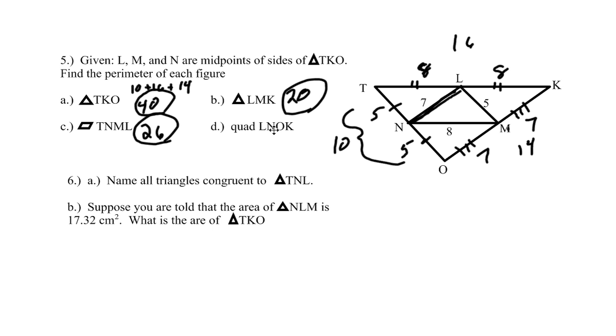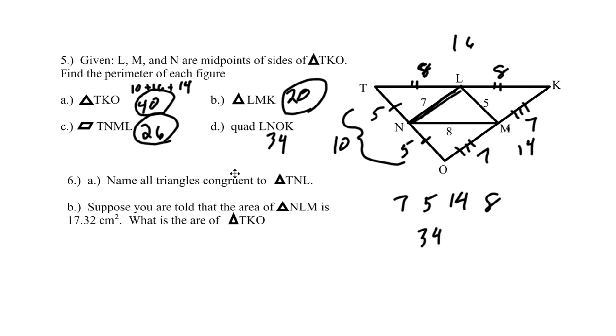And quadrilateral LNOK. LNOK. So we have 7, 5, 7, and 7 is 14, and then the last side is 8. These are the sides here. So we have 7 and 8 is 15, plus 5 more is 20, plus 14 is 34. That's how we do that one.